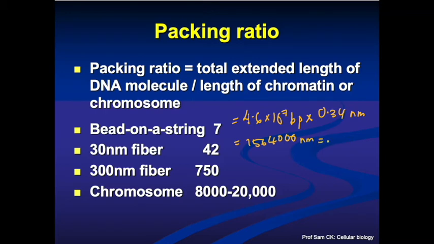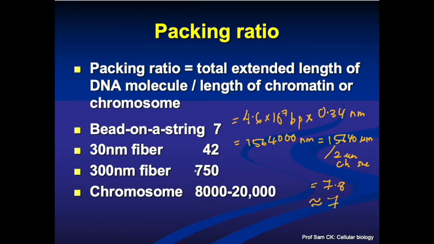And this is also equivalent to 15640 micrometer. Yeah, so the size of the DNA, we divide this by 2 micrometer. Why 2 micrometer? Because the chromosome size would be around 2 micrometer in length. So that gives you around 7.8, roughly 7 packing ratio.